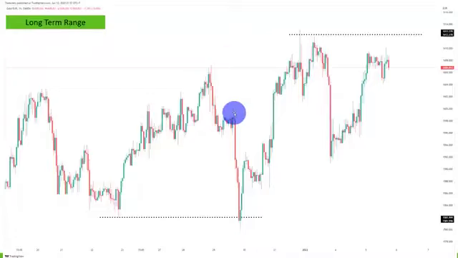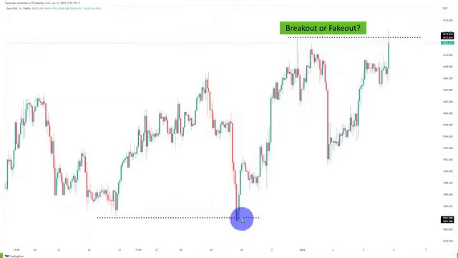Let's look at a ranging market and let's see what we can learn here. So we have a long-term range. We have the upper resistance of the range here. We have the lower range of the resistance here. What we see right now, are we looking at a potential breakout? We have a lot of bullish momentum coming in, or is this going to turn into a fake out?